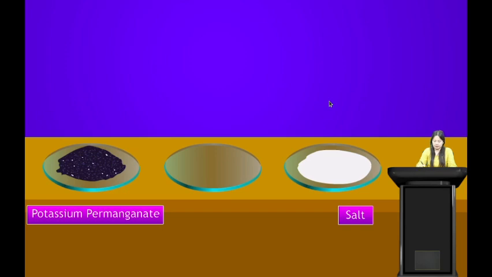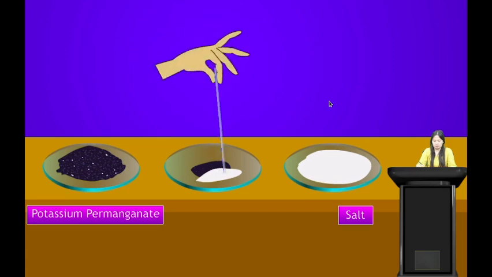Now take potassium permanganate and take salt. Take a spoonful of potassium permanganate, place it in another petri plate, and take some amount of salt and put it into the petri plate and mix potassium permanganate with salt.